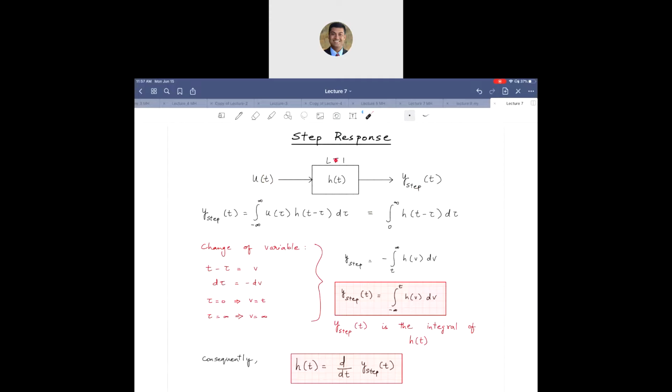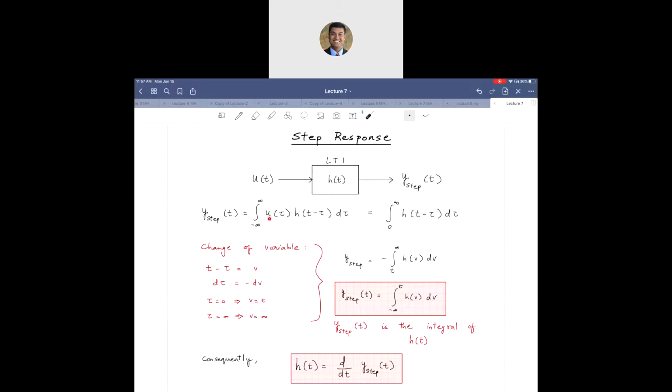We have defined the LTI system impulse response as h of t. Now y step of t, which is the output when the input is u of t, the step response, can be written using the convolution integral. Integration negative infinity to infinity u of tau h of t minus tau d tau. So it's the same convolution integral. Instead of x of tau, we have u of tau because the input is u of t.